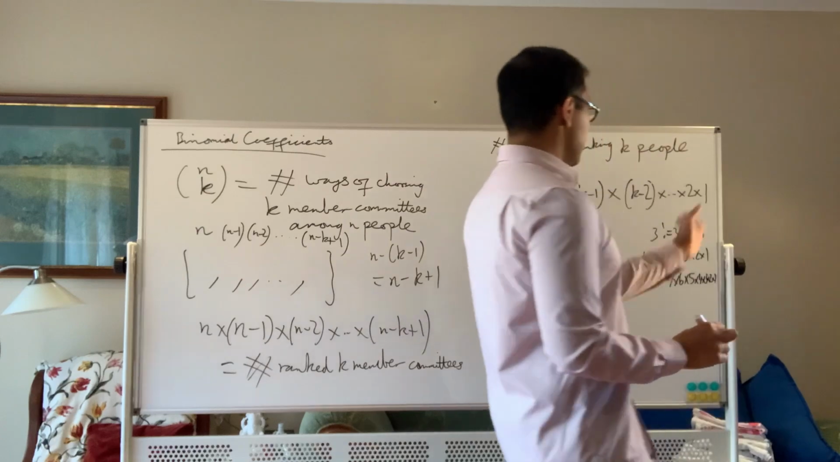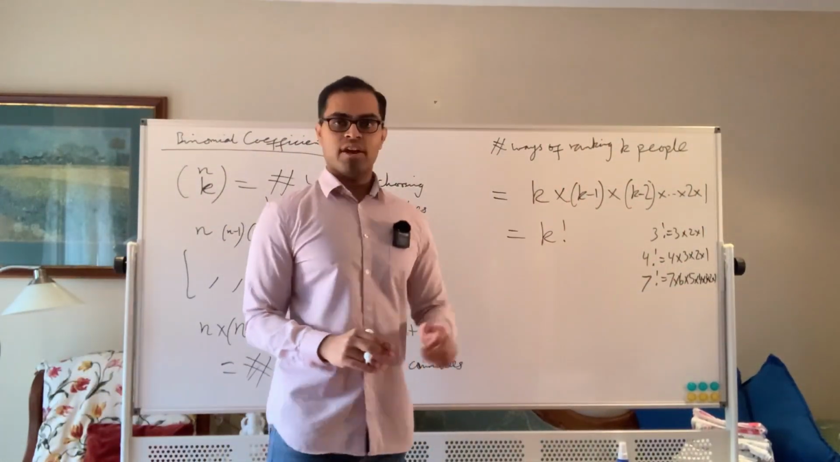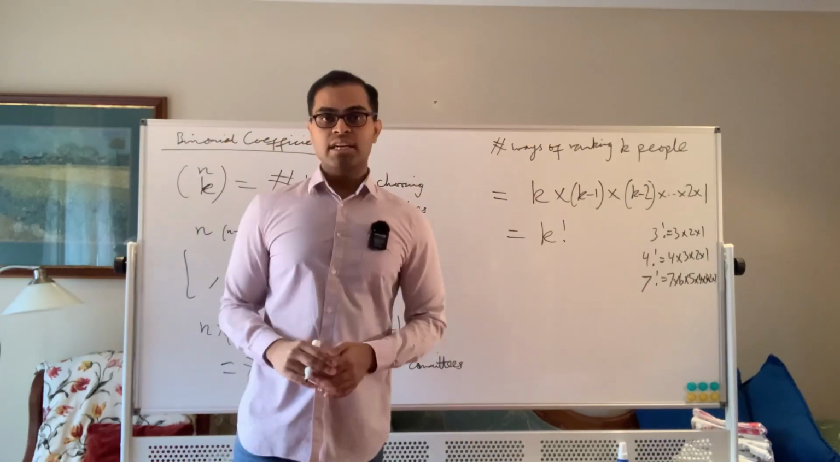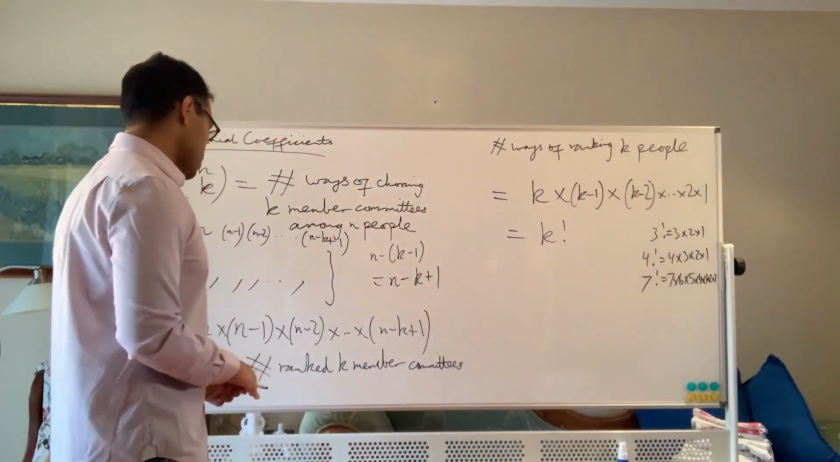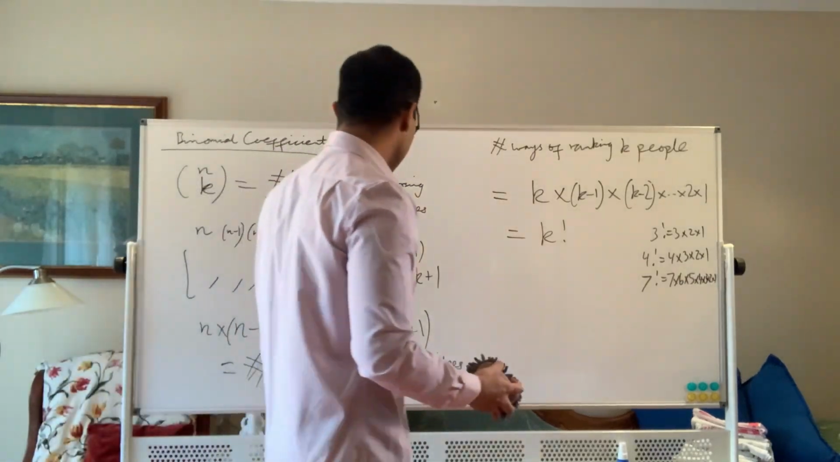Okay, the product of the first 7 numbers is 7 factorial. The product of the first k numbers is k factorial. So it's just another way of writing it. I've talked about it in another video. There's nothing to it other than that conceptually. That's what it's denoted by.